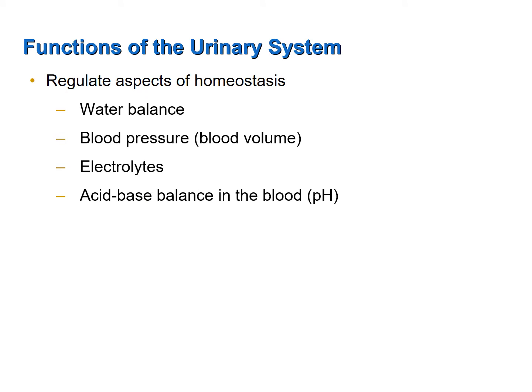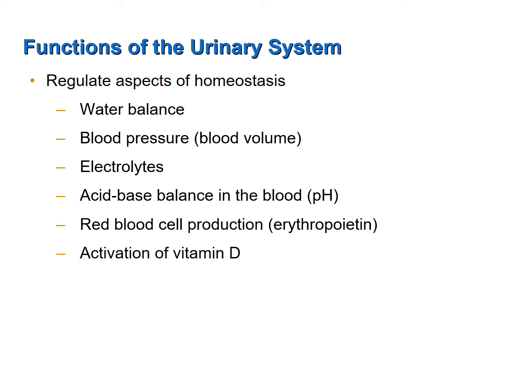The urinary system also maintains the appropriate acid-base balance in the blood and other fluids, since most fluids are derived from the blood. If you recall, the kidneys release the hormone erythropoietin, which stimulates the red bone marrow to produce red blood cells. So the urinary system also plays a role in red blood cell formation. And lastly, vitamin D is activated in the kidneys, so the urinary system also plays a vital role in calcium homeostasis.